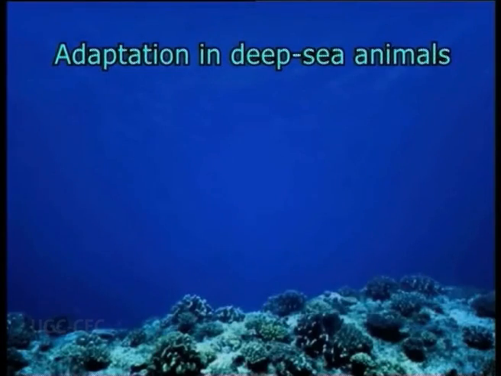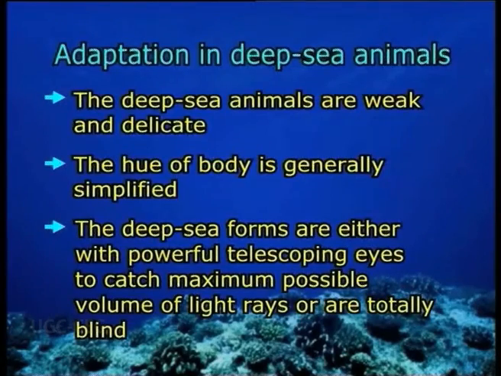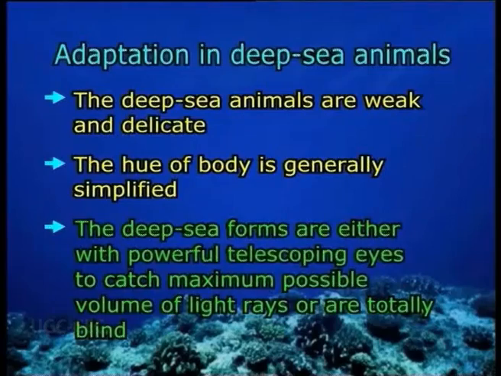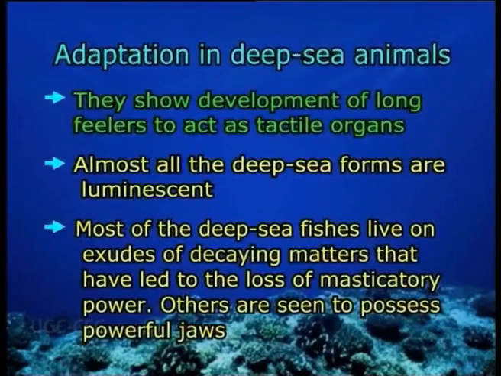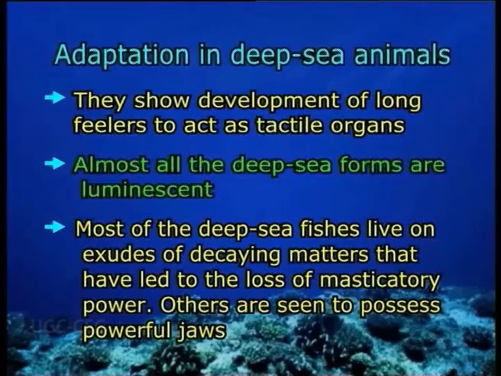The general trends of adaptation in deep sea animals include: the deep sea animals are weak and delicate. The hue of the body is generally simplified. The deep sea forms are either with powerful telescoping eyes to catch the maximum possible volume of light rays or are totally blind. They show development of long feelers to act as tactile organs. Almost all the deep sea forms are luminescent.